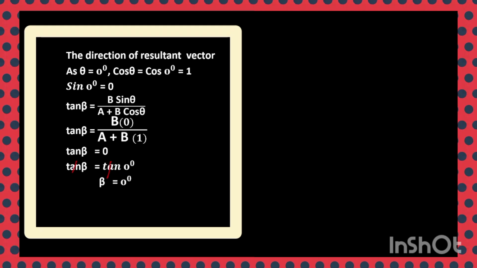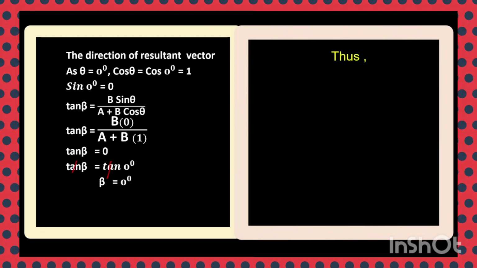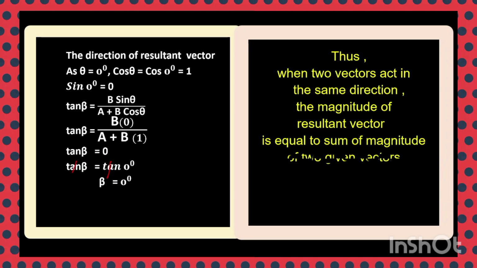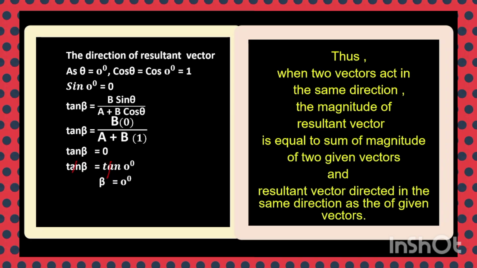of the resultant vector. So when the two vectors act in the same direction, the magnitude of the resultant vector is equal to the sum of the magnitudes of the two vectors, and the direction is the same direction. The resultant vector is directed in the same direction as the given vectors. Right? This is case 1.